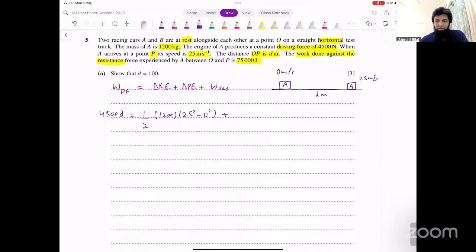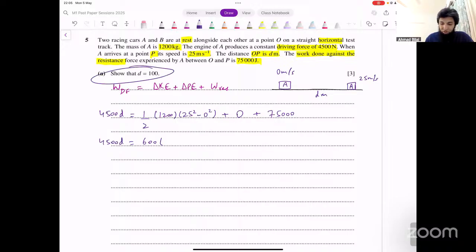There is no change in potential energy here. So that's just going to be 0. Work done against resistance. What's that? That's given to be 75,000. Find the value of d from that and see what that turns out to be. 4,500 d, that is equal to 600. Okay, Abdul Rafi, let's talk about that after this question, okay?